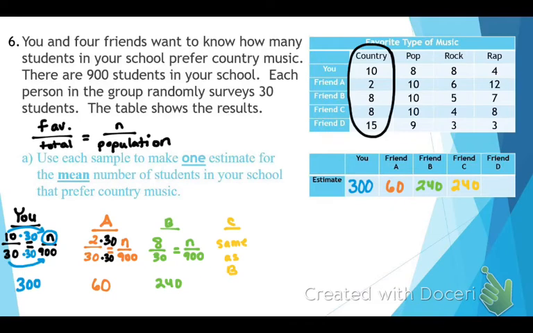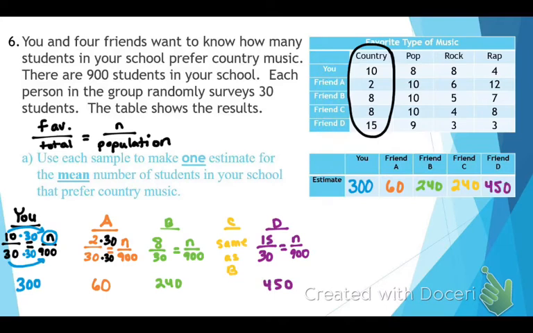We have one last friend left, Miley. 15 over 30, and then n over population, which is 900, and then the missing link is 30. Okay, so we multiply the bottom and the top by the missing link of 30, and then you get 450.